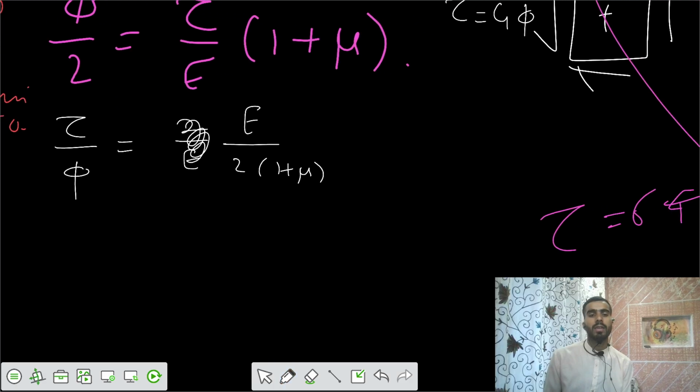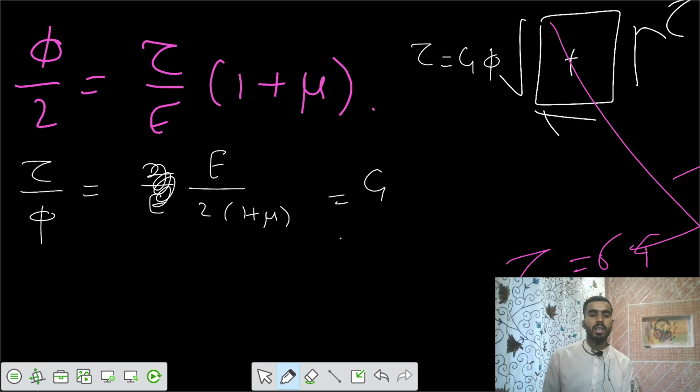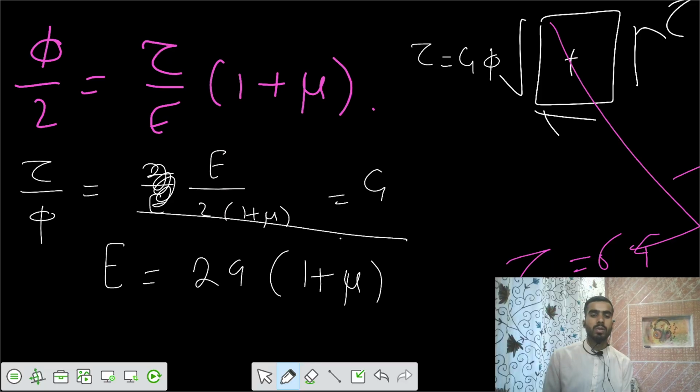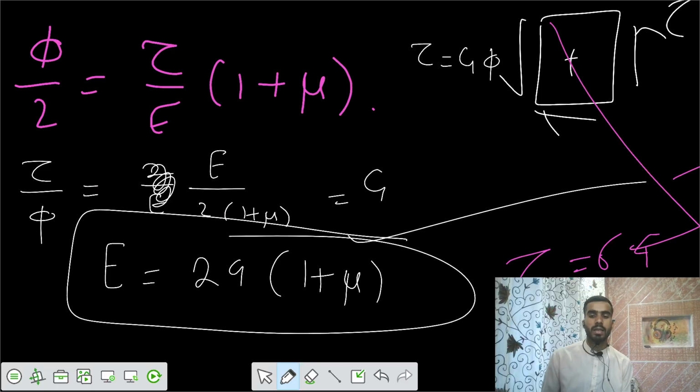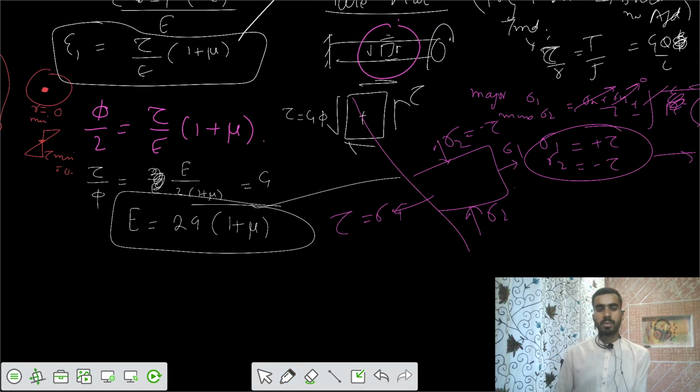So what's the value of tau by phi? That's G. So we got a value of E equals 2G(1 plus mu). So this is the derivation of that relation between the two elastic constants: E equals 2G(1 plus mu).